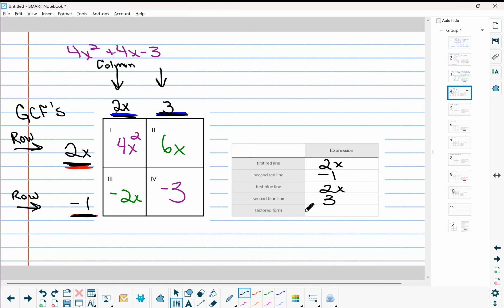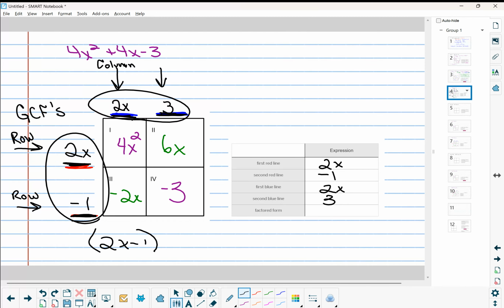And then it says factored form. Well, here's how this is going to work. These two are going to give you a binomial that looks like this, 2x minus 1. And these two are going to give you a binomial that looks like 2x plus 3. And that is the factored form that you're going to type right on that line. Okay?